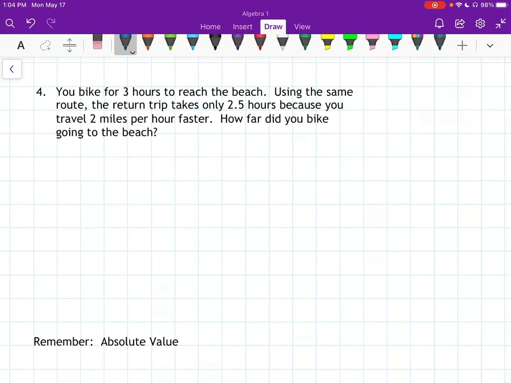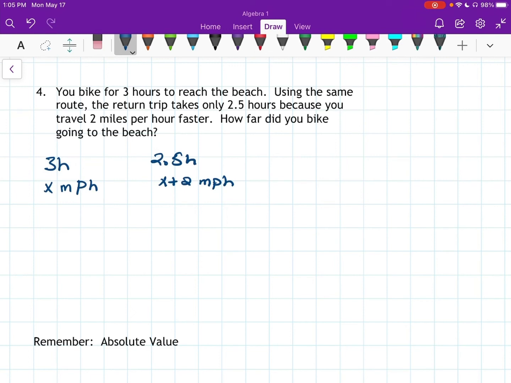And lastly, number 4. You bike for 3 hours to reach the beach using the same route. The return trip takes only 2.5 hours because you travel 2 miles per hour faster. How far did you ride your bike going to the beach? All right, so let's look at this. We bike for 3 hours at x miles per hour, and then we bike 2.5 hours at x plus 2 miles per hour.